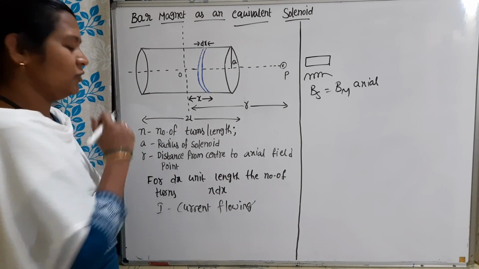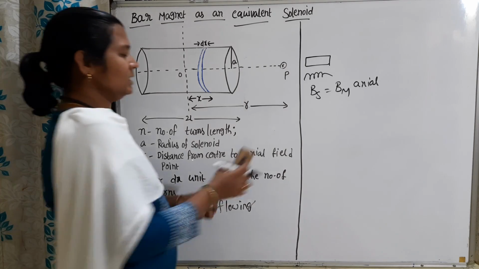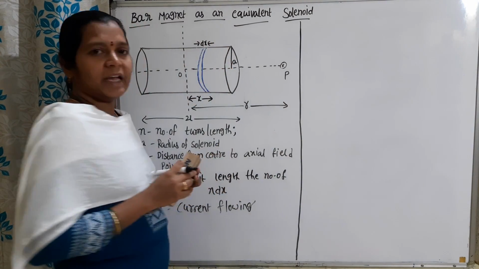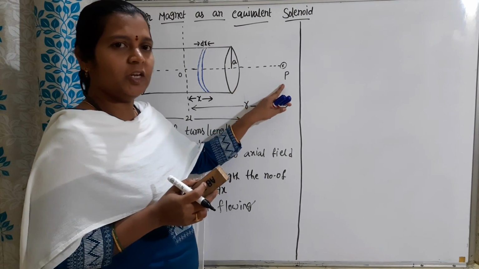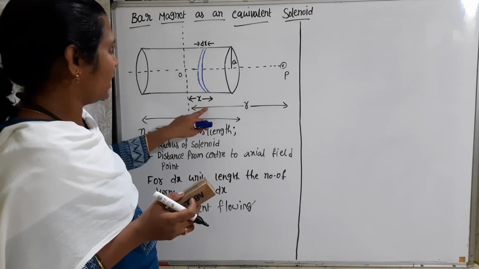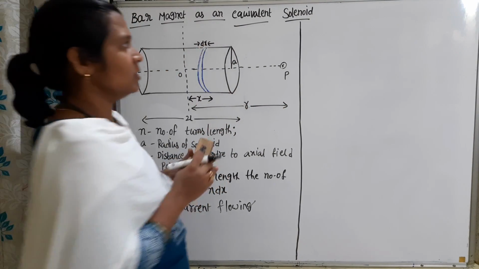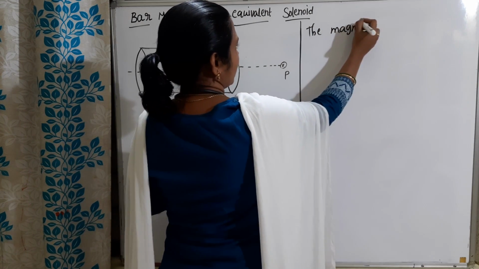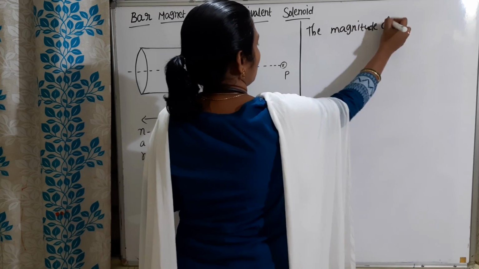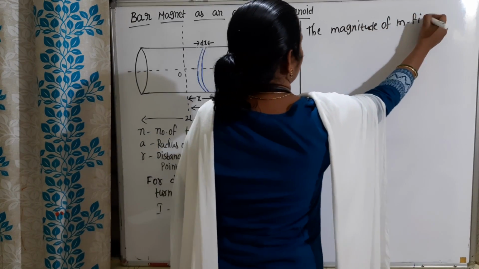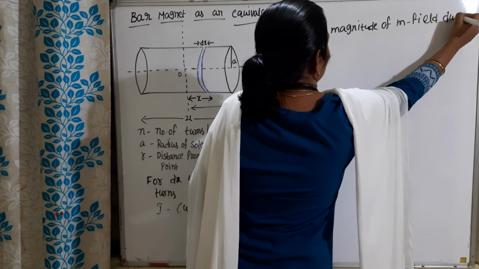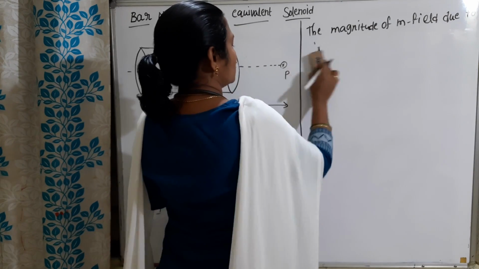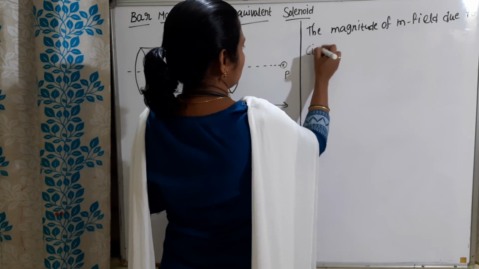So, by considering all these things, what is the magnetic field at the axial field point P due to a circular element of thickness dx? We are considering only the magnitude of the magnetic field due to the circular element dx.